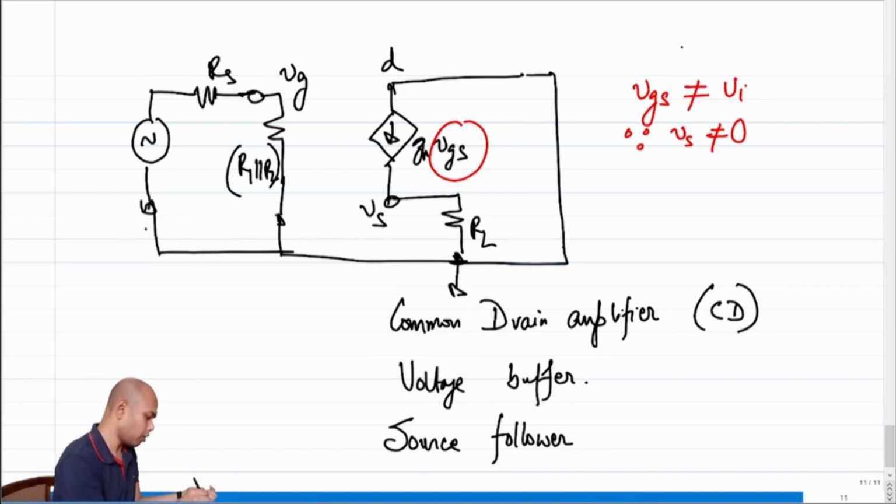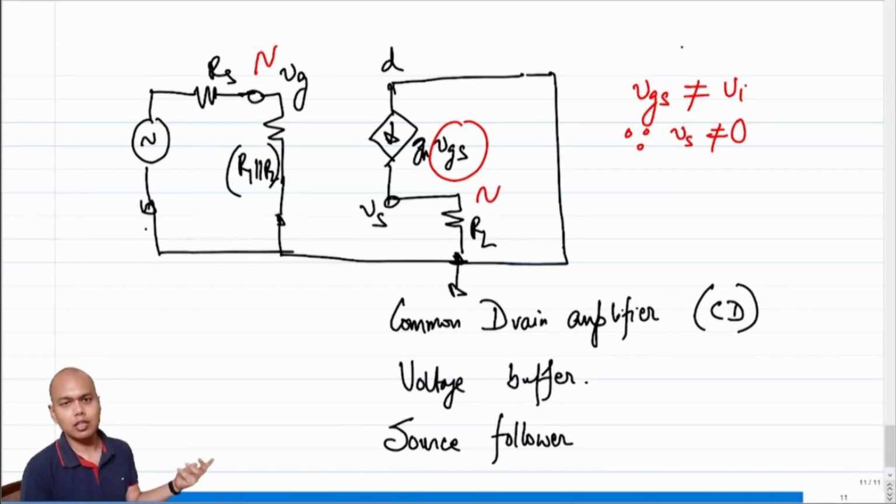It is called source follower because incrementally any change in Vg is getting translated to the change in the source voltage. So the source voltage is following the gate voltage. Since the source voltage is following the gate voltage, we call it a source follower. So all these three terminologies are very often used in the literature, and we will probably be using them also in different contexts as the course moves forward.